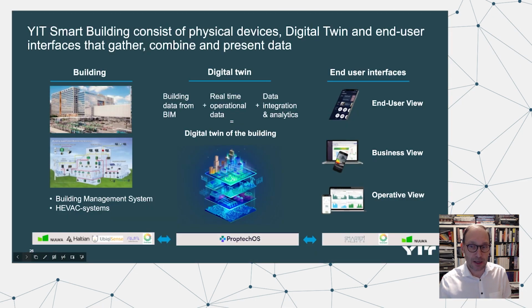So on one hand, we have the standard YIT smart building productification, which is the BMS and the HVAC system, where we use Nuka, Haltian's presence sensors, UbiquiSense people counting, and then Ava security for the video surveillance and AI image recognition, and then Granlund for the facility management. All of this data we pull into PropTech OS that provides the digital twin and the real-time model of that. These different players in the ecosystem talk to one another using the RealEstateCore ontology, and the standardized APIs provided by RealEstateCore are then used for different end user interfaces.